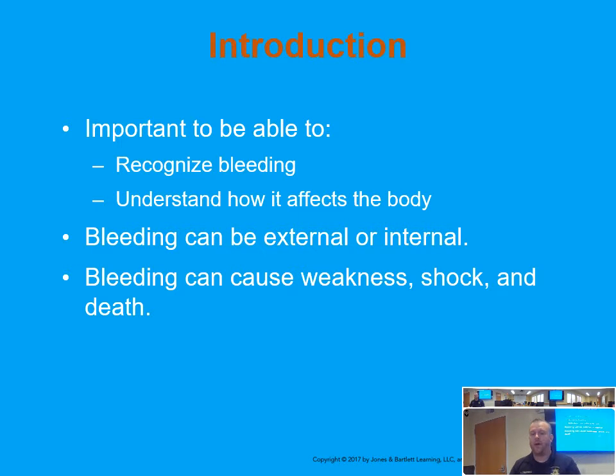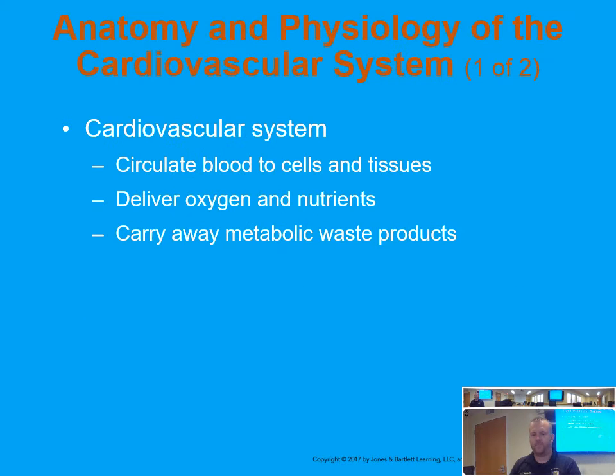Bleeding comes under our ABCs under C. Circulation, making sure that we have a pulse, our skin color, condition, and temperature, and then finally hemorrhage control, or making sure people are not bleeding.